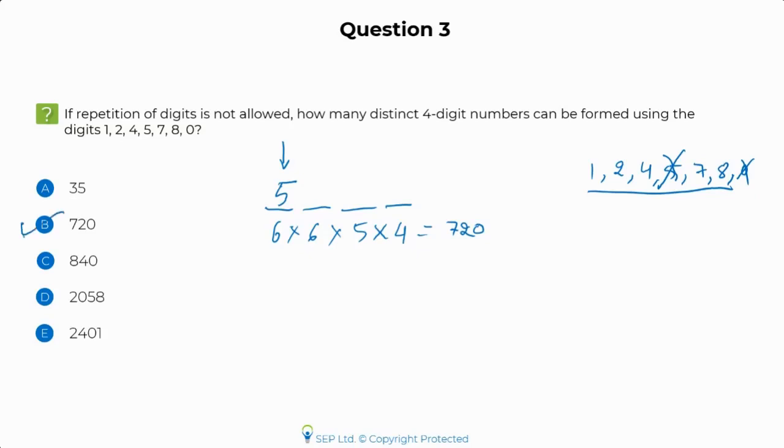So, simple enough question. 720 is the answer. Most of you got it right. Really good job, guys. Now, those of you who did not, around 15% of people, around 15 people in the batch, actually marked C as the correct answer. Those of you who marked C did not consider 0. You did not consider that 0 cannot be in the first place. What you did was you simply did 7 into 6 into 5 into 4, and you got 840 as the answer. So you missed this point that it has to be a 4-digit number, and you have a 0 here which cannot be placed in the first place.